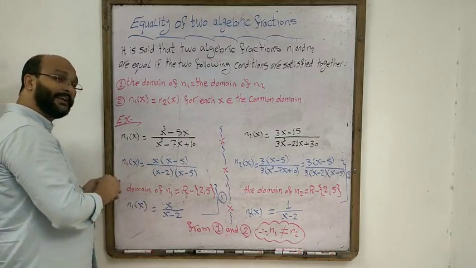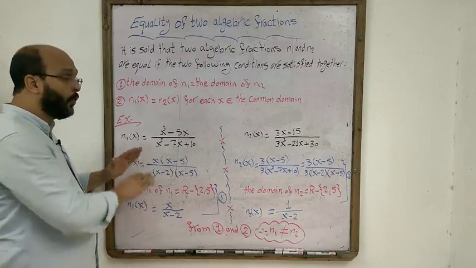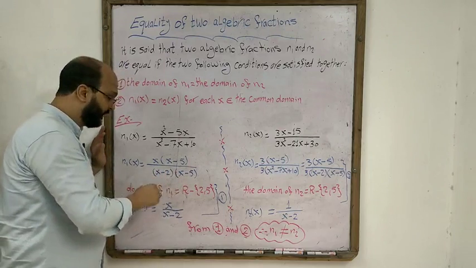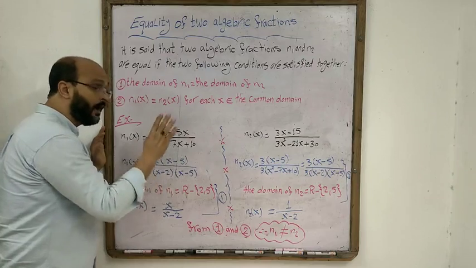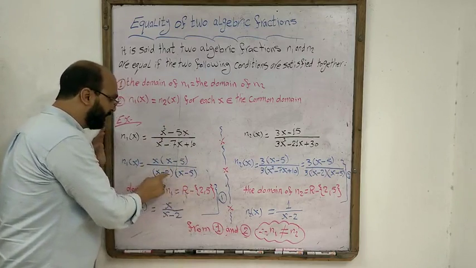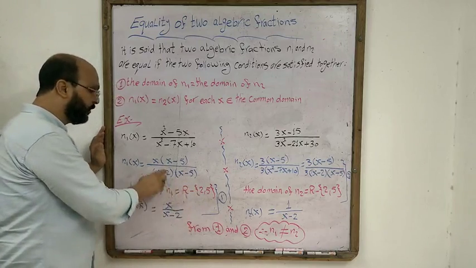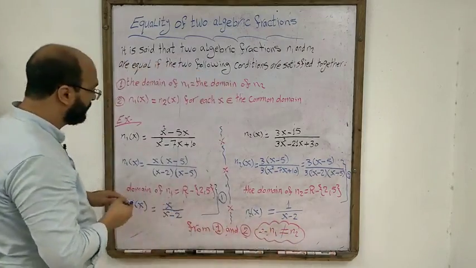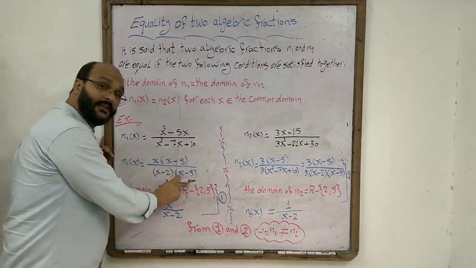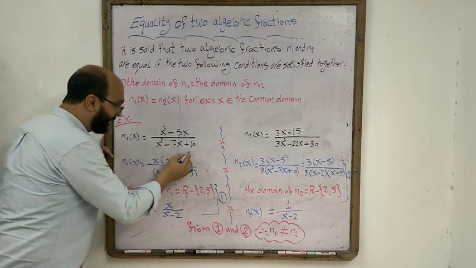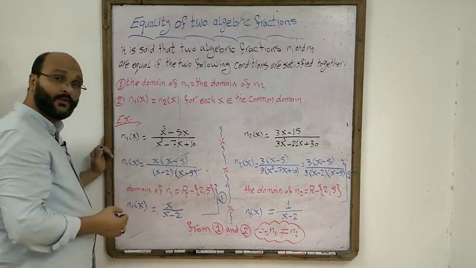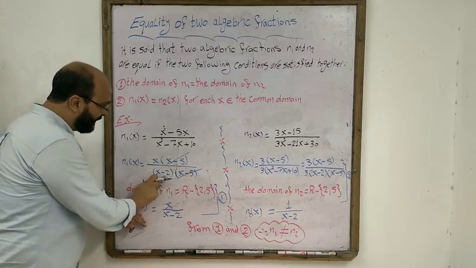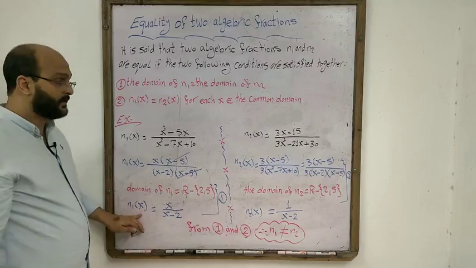Now we can find the domain of n1: all R except the zeros of the denominator. Then the domain of n1 equals R difference 2 and 5. Now let's simplify n1. We have x minus 5 in the numerator and x minus 5 in the denominator, so we can cancel them. Then n1 of x will be x over x minus 2.